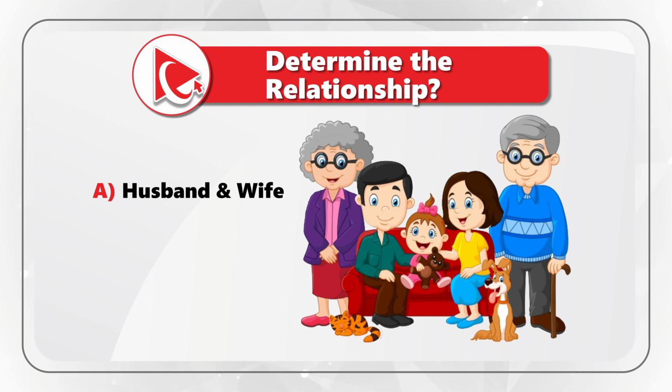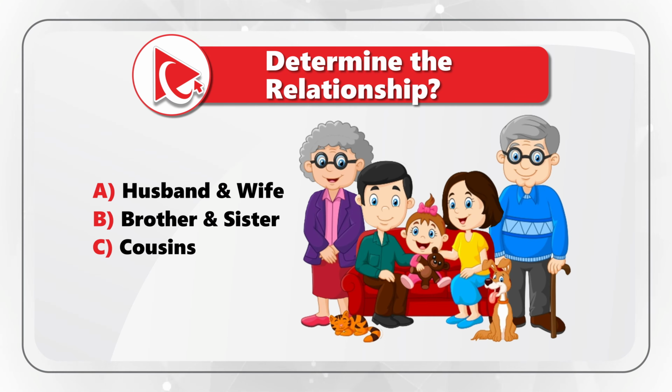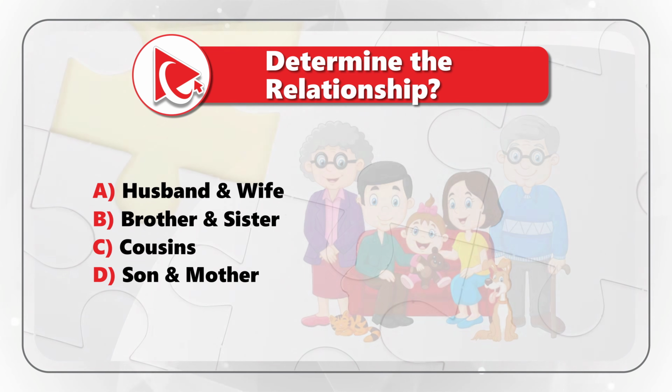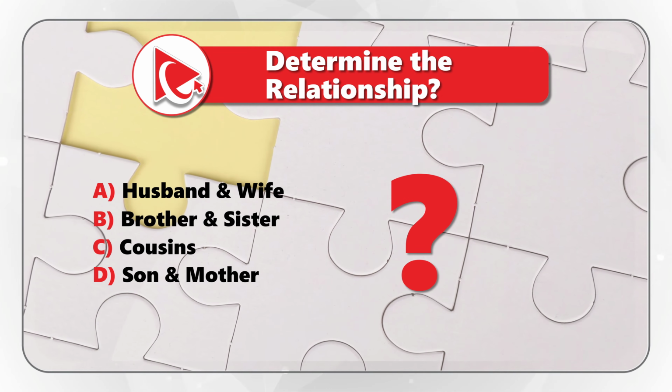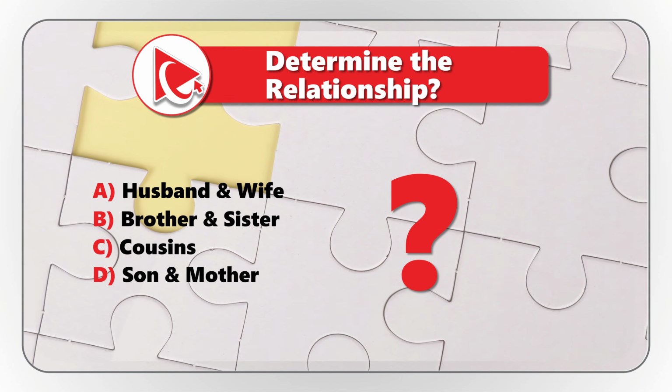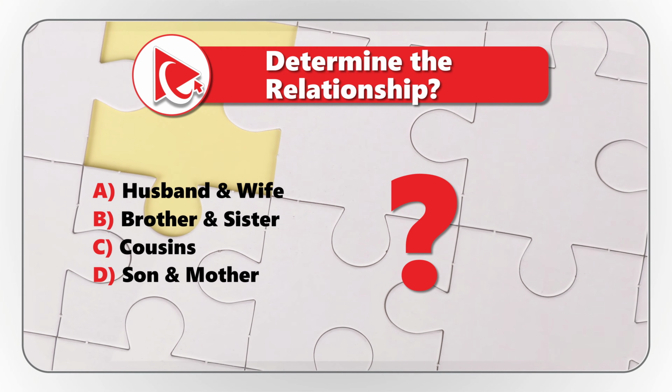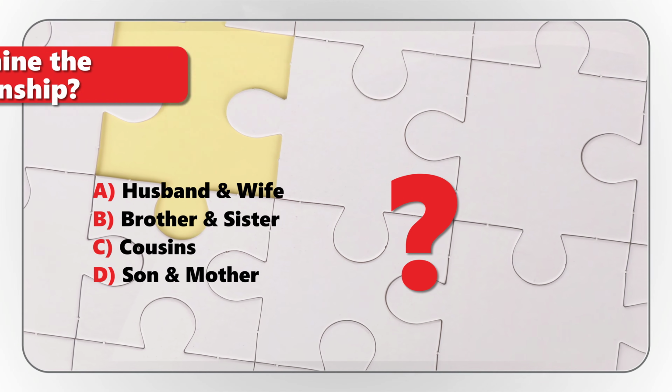Choice A, husband and wife. Choice B, brother and sister. Choice C, cousins. And choice D, son and mother. Do you know the answer? Take a close look to see if you can solve this puzzle. See if you need to pause this video to maybe get to the correct relationship.